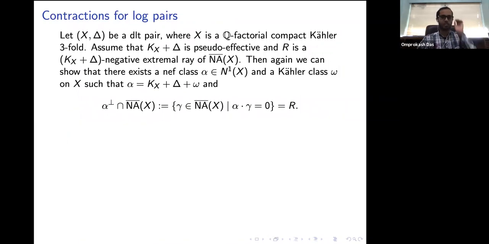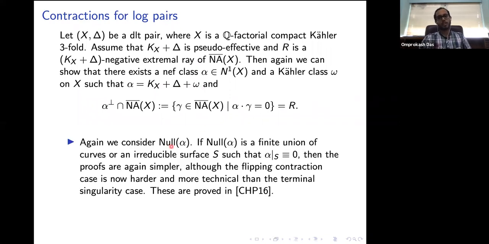I have 6 minutes. Okay, perfect. So we do the exact same thing for log pairs, because this is how we contract our extremal rays. So we now have a DLT pair, and assume that R is a K_X plus delta negative extremal ray. So again, by the cone theorem that we already have, we can write alpha equal to K_X plus omega plus delta plus omega, with the same property that it is a supporting class.